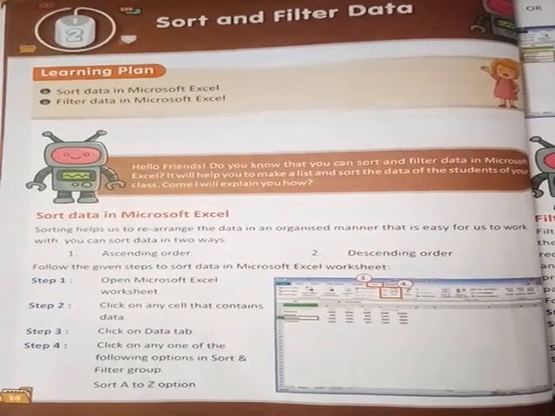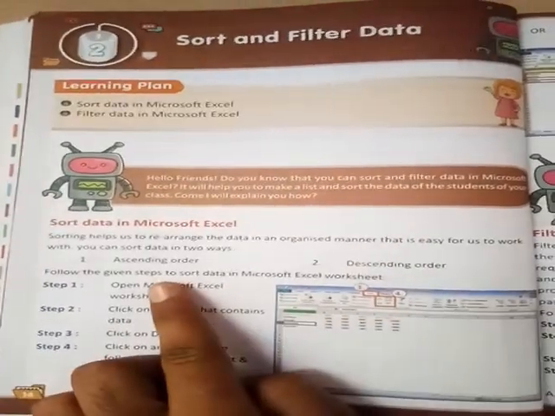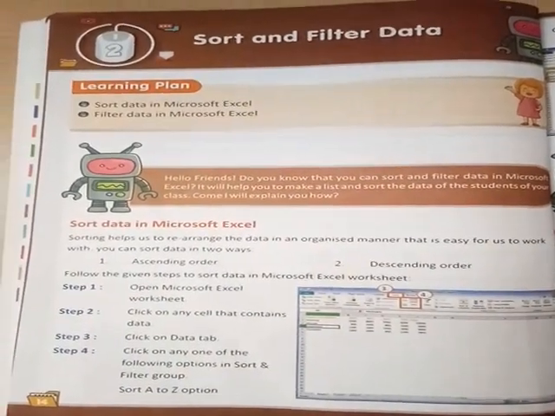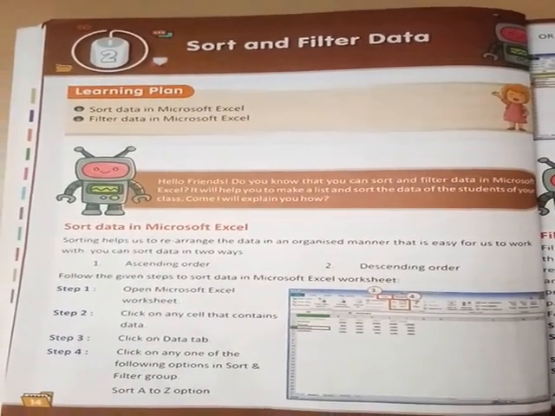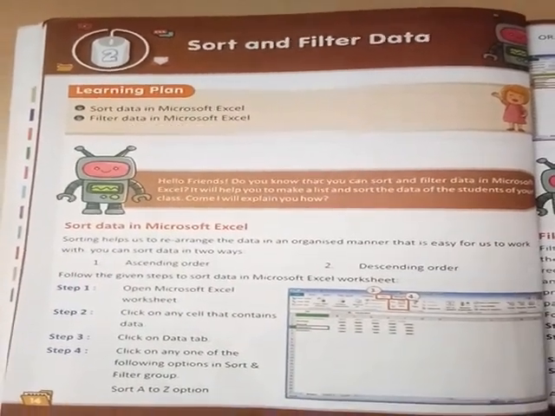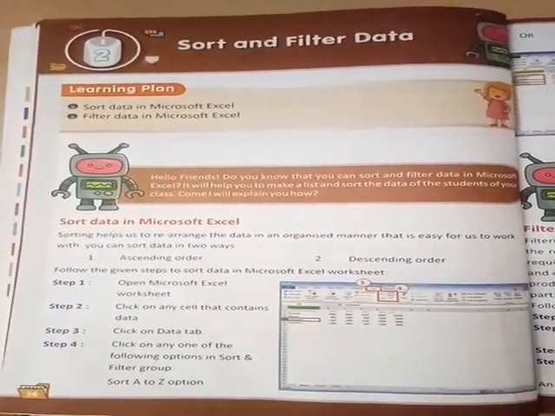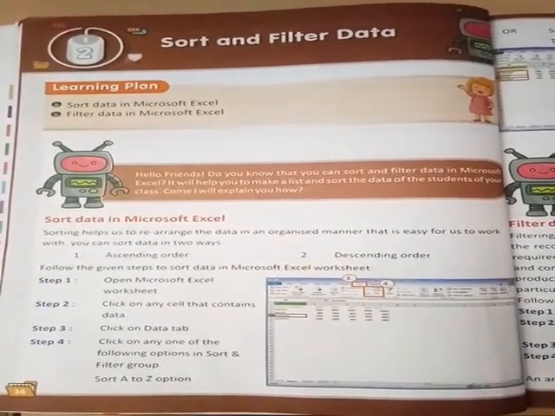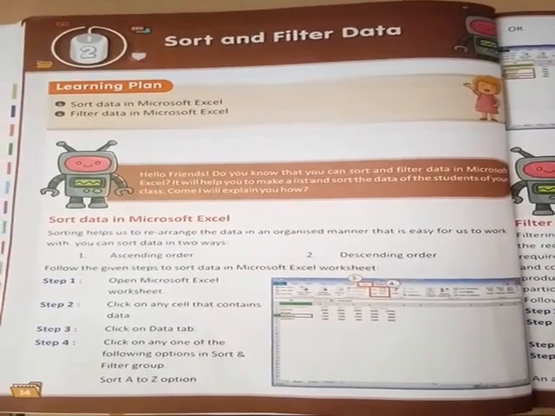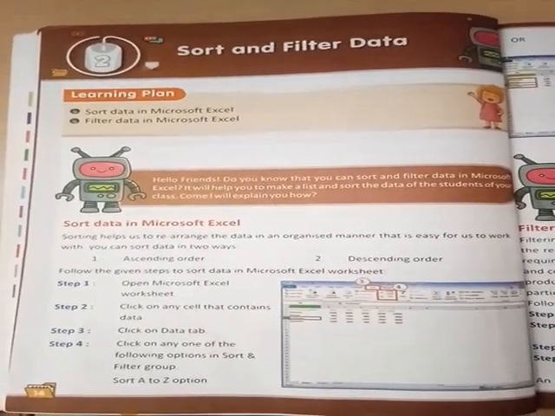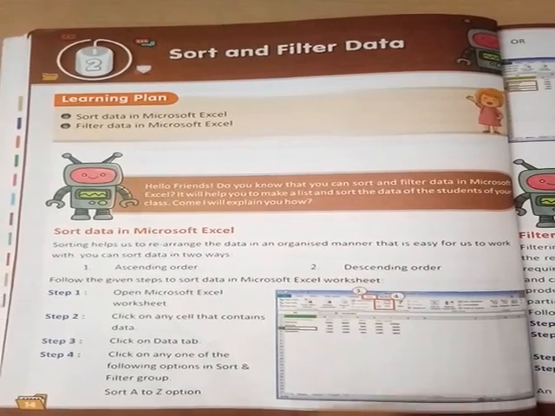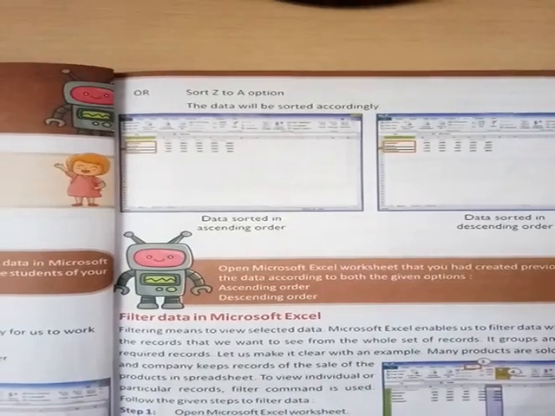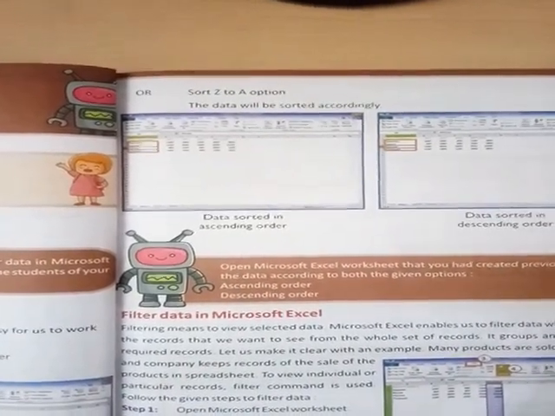You can sort data in two ways. First, ascending order, and second, descending order. Follow the given steps to sort data in a Microsoft Excel worksheet. Step first, open Microsoft Excel worksheet. Second, click on any cell that contains data. Step third, click on data tab. Step 4, click on any one of the following options in sort and filter group. First option is sort A to Z and second option is sort Z to A. The data will be sorted.